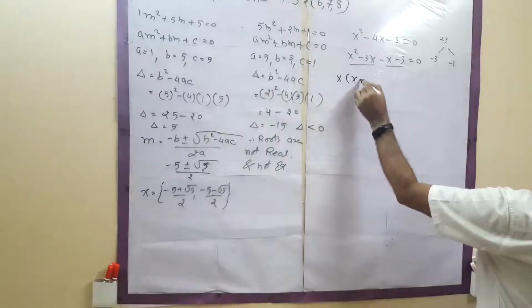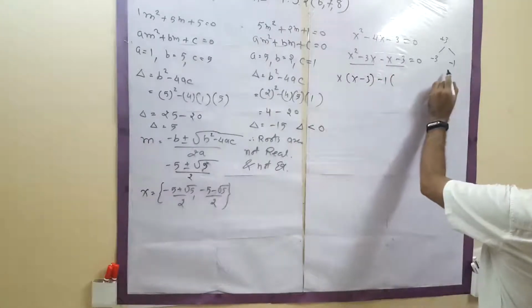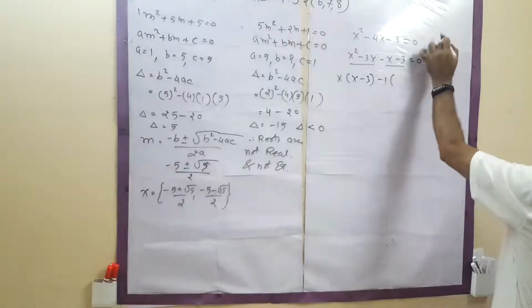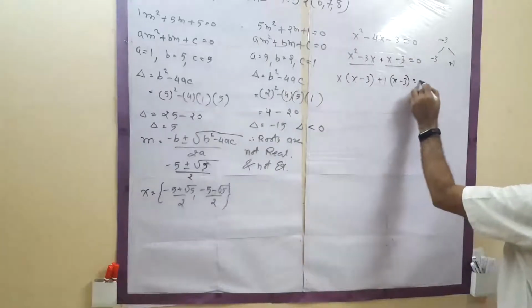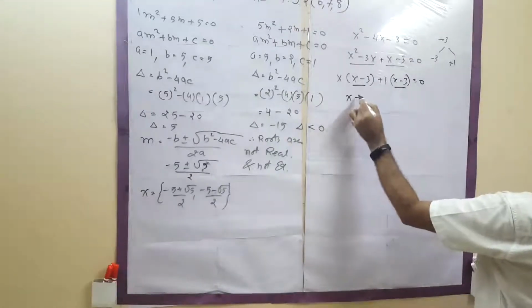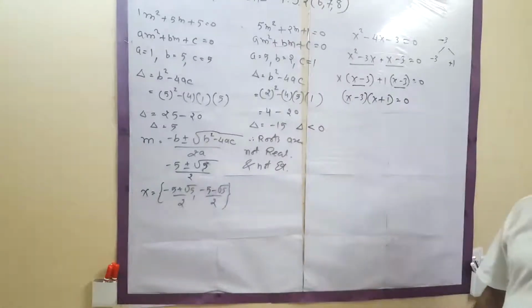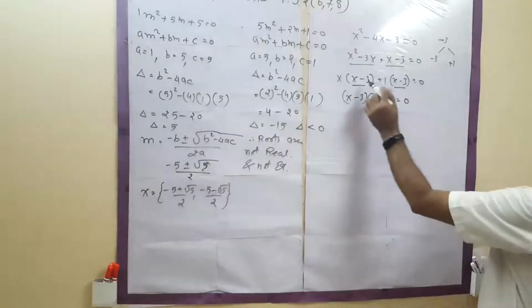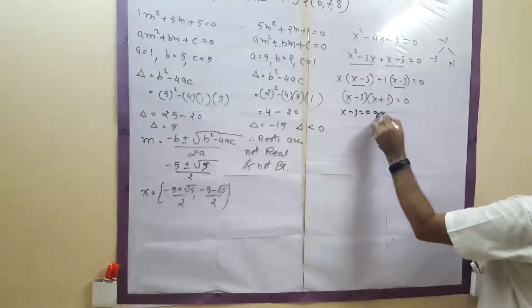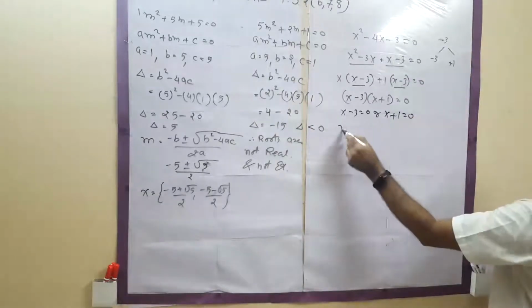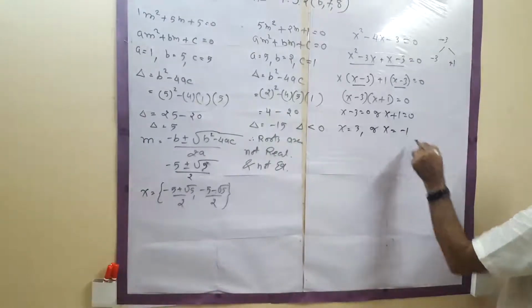Plus minus minus. This common of common, x minus 3 is equal to 0 or x plus 1 is equal to 0, x is equal to 3 or x is equal to minus 1.